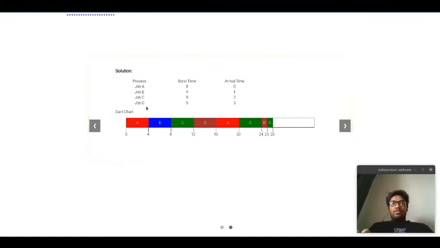After that, job D will come. For job D, only 1 millisecond is remaining. So from 24 to 25, job D will execute. After that, as job A and job B are finished executing, job C will now execute, because 5 minus 4 is equal to 1. So another 1 millisecond, here we can see that from 25 to 26, and it will finish executing job C. That's how the round robin algorithm works.